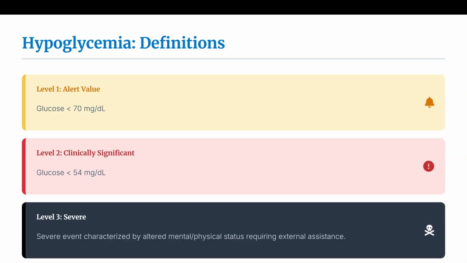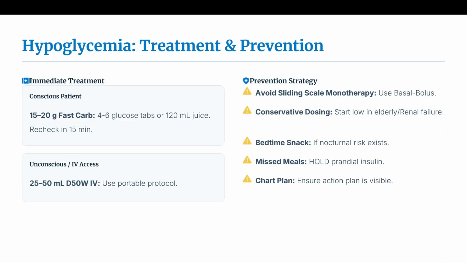Severe if the event is characterized by altered mental status or any other neuroglycopenic symptoms like sweating, tachycardia, altered sensorium, drowsiness. Hypoglycemia treatment: if the patient is conscious, we can give oral carbohydrates, 4 to 6 glucose tablets, or 15 to 20 grams of carbohydrates, or 120 ml of juice. Always recheck in 15 minutes. This is also called the 15-minute rule: 15 grams of carbohydrates, recheck in 15 minutes.